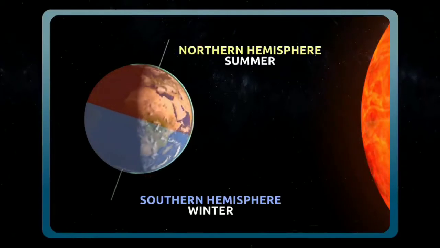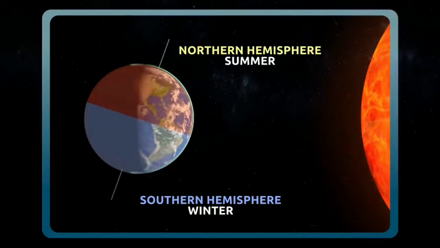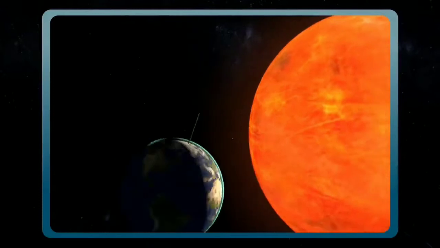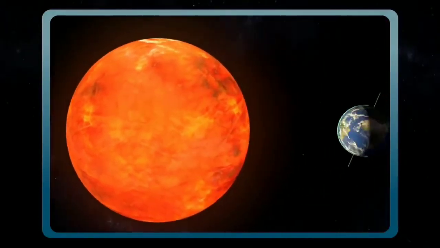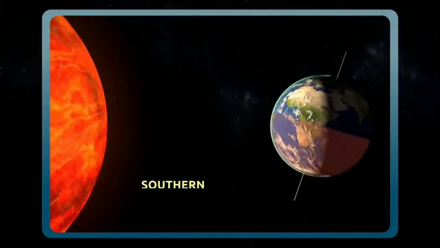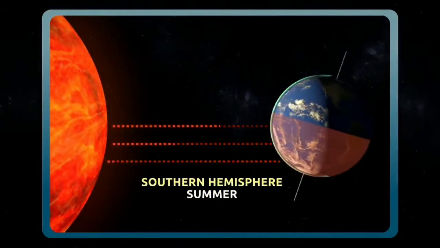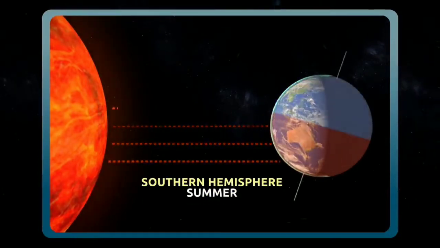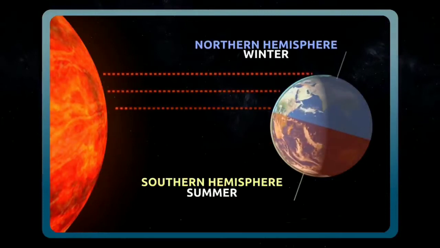Here, we can see that it's summer in the northern hemisphere and winter time in the southern hemisphere. The opposite will occur in 6 months. Sunlight will reach the southern hemisphere in a more direct way. It will be summer. Well, in the northern hemisphere, it will be winter.